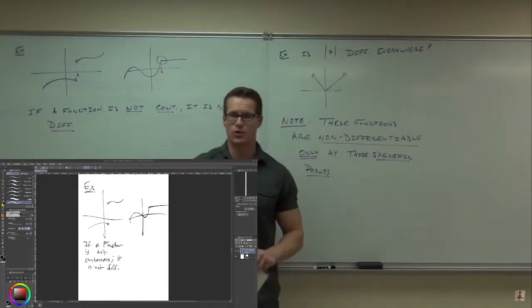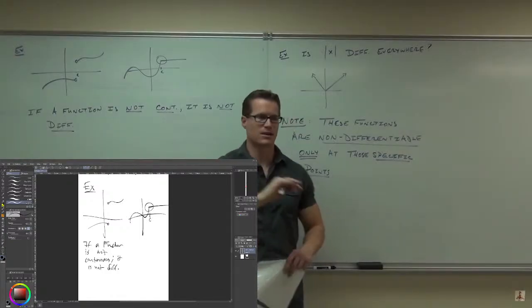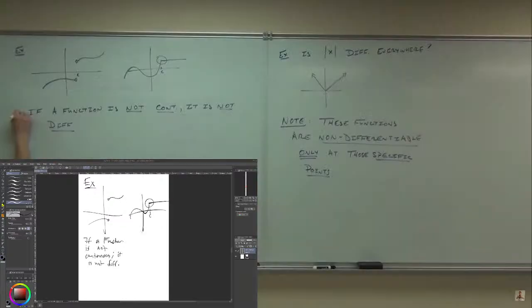If a function is differentiable, it is definitely continuous. Differentiability is stronger than continuity. This is continuous but not differentiable. If everything's differentiable, it's automatically continuous. So if a function is differentiable, it is continuous, for sure. The opposite I just told you is definitely not true. If a function is continuous, it does not necessarily mean that it is differentiable.